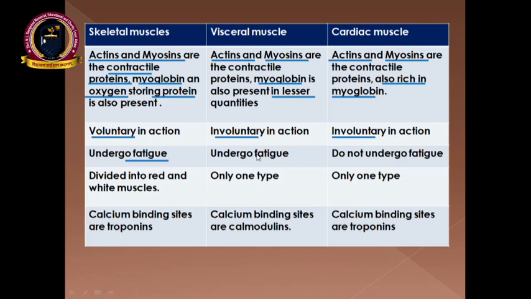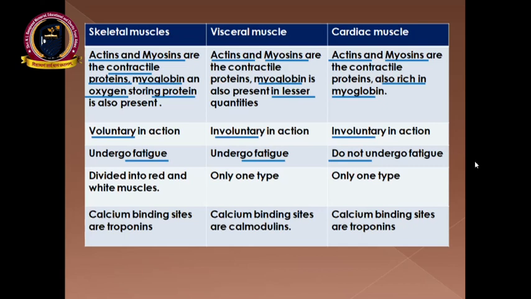Even the visceral muscles or smooth muscles also undergo fatigue, but cardiac muscles do not undergo fatigue because cardiac muscles cannot take long rest. Like when we are sleeping, the other muscles are taking rest, but cardiac muscles are not taking rest. Our heart is continuously pumping the blood throughout our life. How is that possible? Because these cardiac muscles are also, of course, living muscle cells.